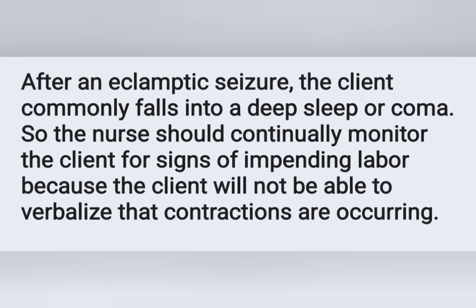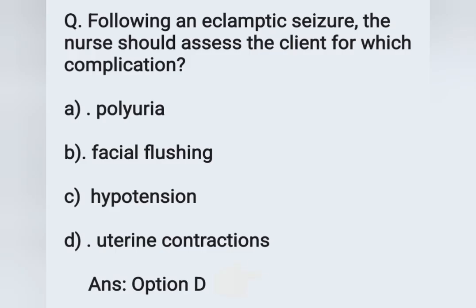After an eclamptic seizure, the client commonly falls into deep sleep or coma. So the nurse should continuously monitor the client for signs of impending labor, because the client will not be able to verbalize that contractions are occurring. So the correct answer is uterine contractions, because there may be chances of premature birth. Option D is the correct answer. Move on to the next question.